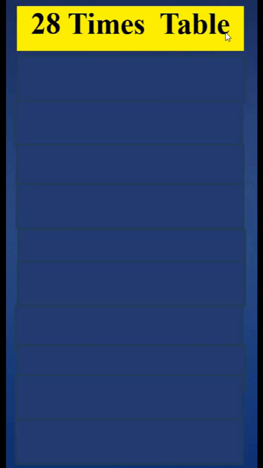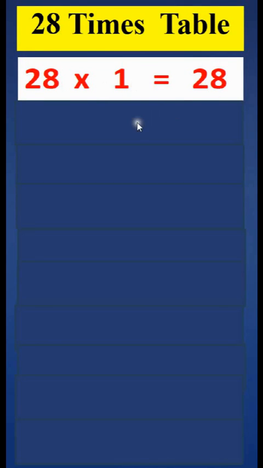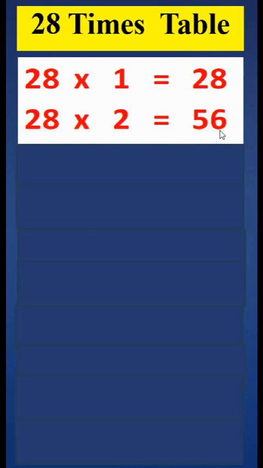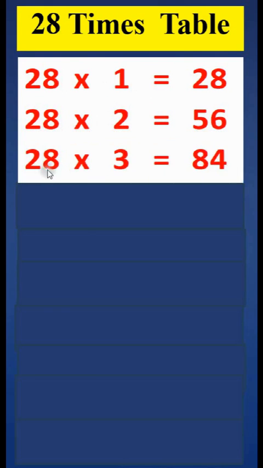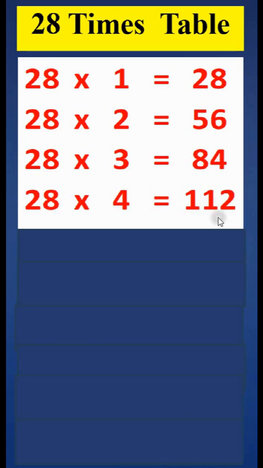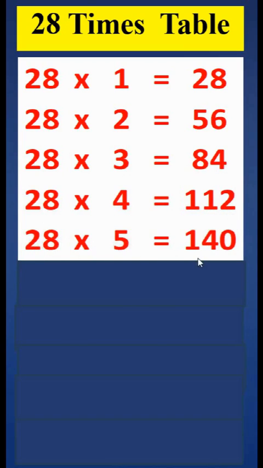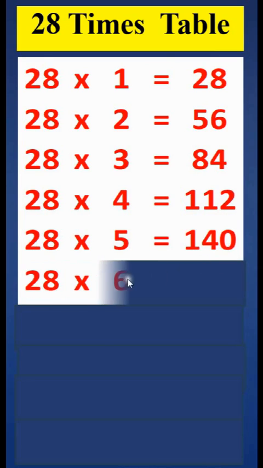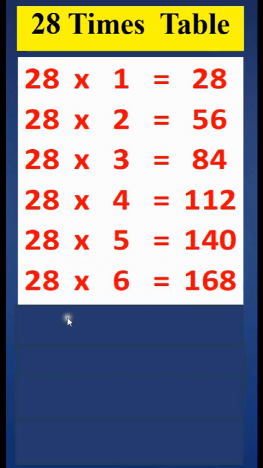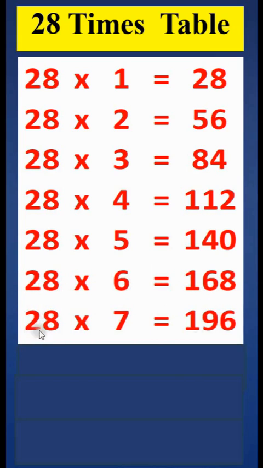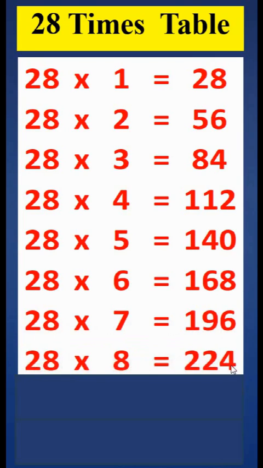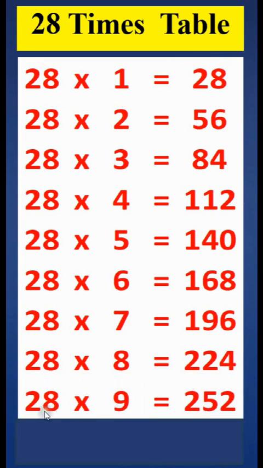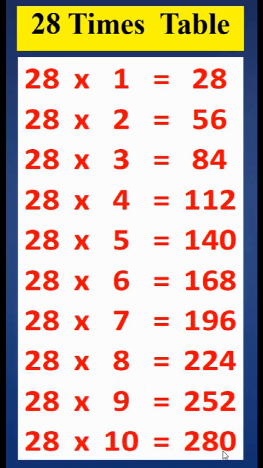28 times table. 28 times 1 is 28. 28 times 2 is 56. 28 times 3 is 84. 28 times 4 is 112. 28 times 5 is 140. 28 times 6 is 168. 28 times 7 is 196. 28 times 8 is 224. 28 times 9 is 252. 28 times 10 is 280.